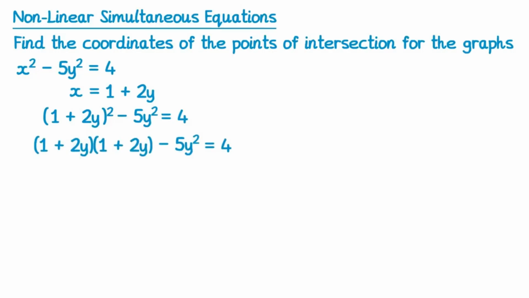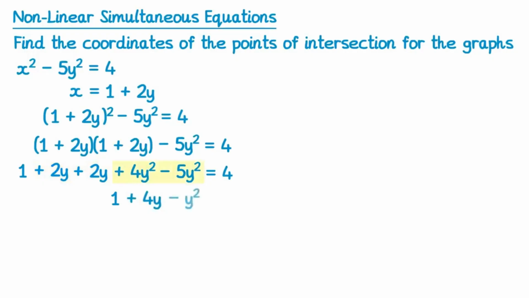Now let's expand this double bracket. So let's start with 1 times 1, which is 1. 1 times 2y, which is 2y. And 2y times 1, which is also 2y. And then 2y times 2y, which is 4y squared. And then we've got minus 5y squared equals 4. There's a bit of simplifying we can do on the left hand side. So we have 1, and then we've got plus 2y plus 2y, which is plus 4y. And then we've got this 4y squared minus 5y squared, which is negative 1y squared, and then equals 4.